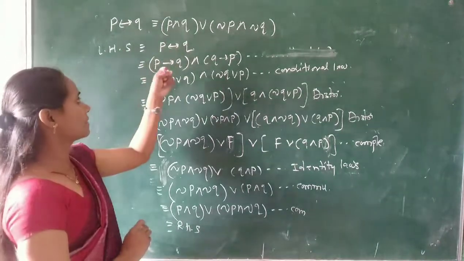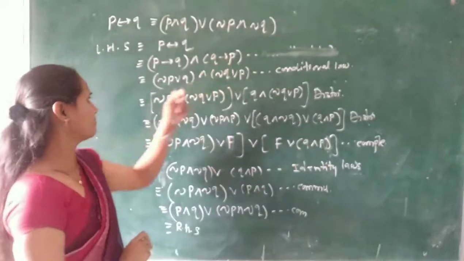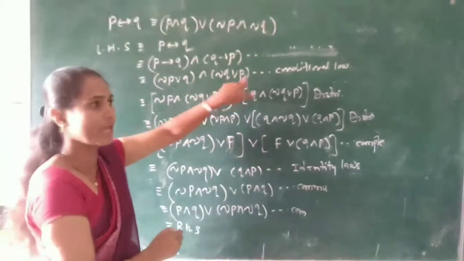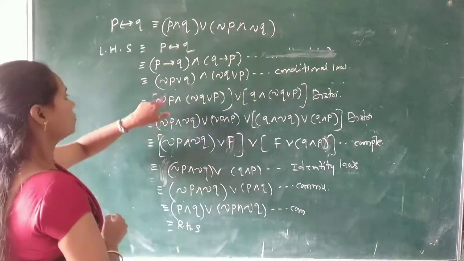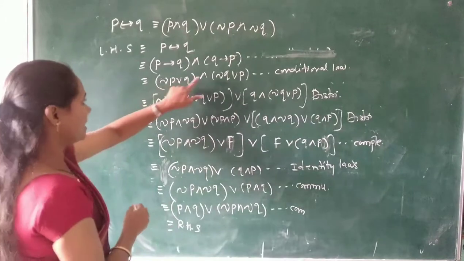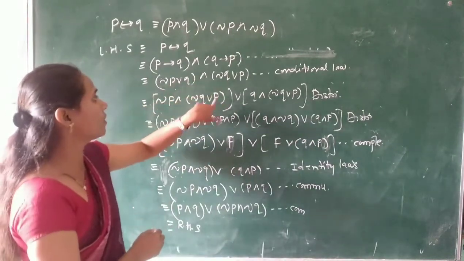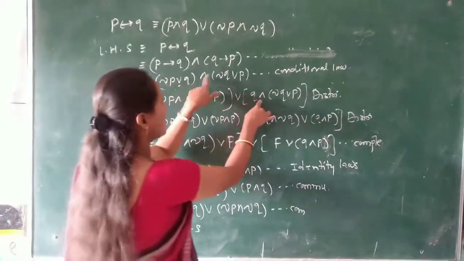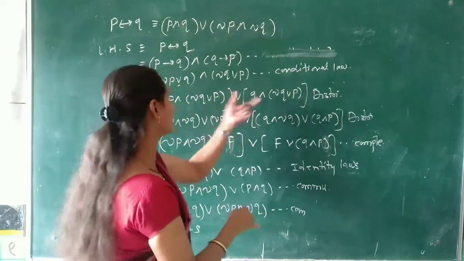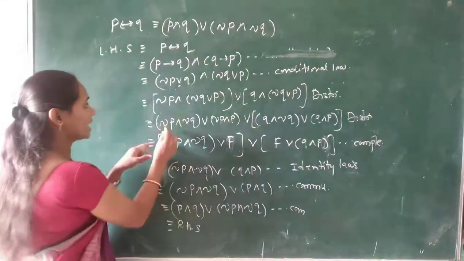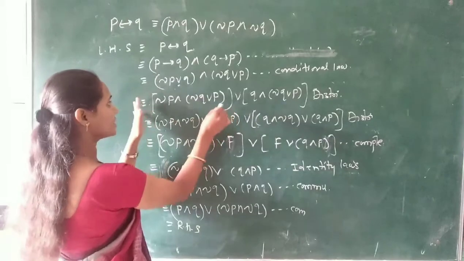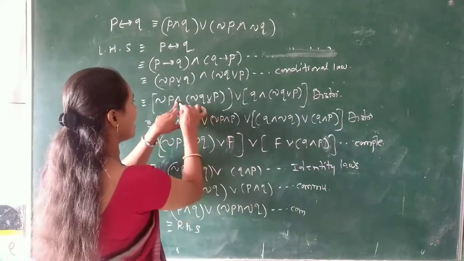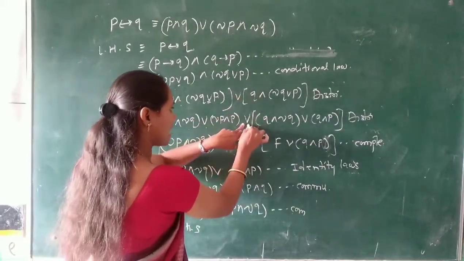P double implies Q can be written as P implies Q and Q implies P, and which is equivalent to (negation P or Q) and (negation Q or P). By conditional law we can write this term. Now we distribute this term: negation P and negation Q or P, as it is. Now negation P and (negation Q or P), we distribute this term, so we use here distributive law. Next negation P, again distribute this bracket: negation P and negation Q, or negation P and P. Again this or as it is.